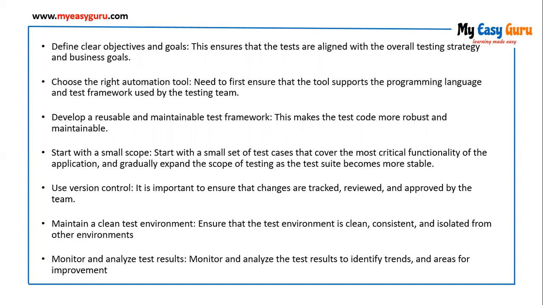Develop a reusable and maintainable test framework. This makes the test code more robust and maintainable. Start with a small scope. Start with a small set of test cases that cover the most critical functionality of the application and then gradually expand the scope of testing as the test suite becomes more stable. Use version control. It is important to ensure that the changes are tracked, reviewed and approved by the team. Maintain a clean test environment. Ensure that the test environment is clean, consistent and isolated from other environments.